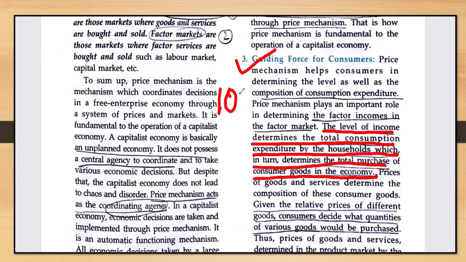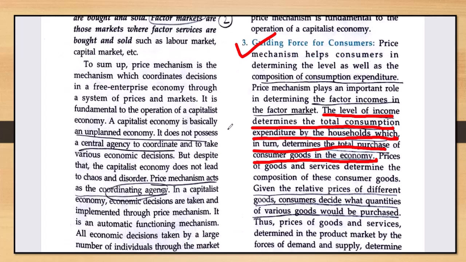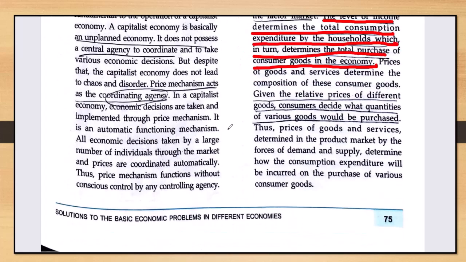You know that your level of income is 100 and the price of the commodity is 10, so you will know how much out of this 100 income you shall spend on that 10 rupees price-tagged commodity. So this is how we determine the consumption expenditure.